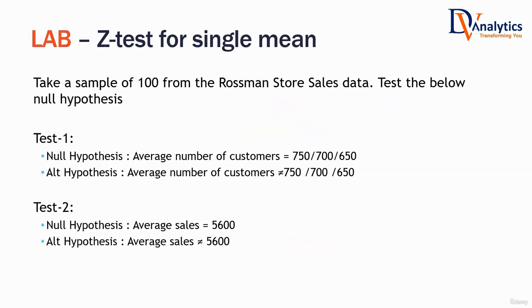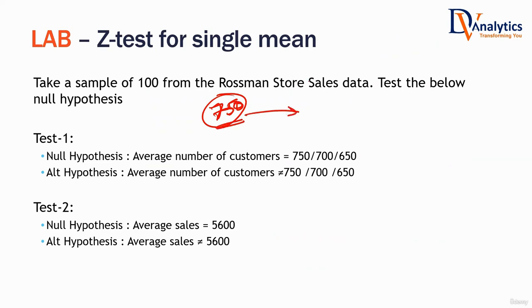Let us try to do an example to get a better understanding of it. Until now, I kept on talking. Let us put it to some use. There is one superstore sales data, Rossmann store sales data. What I wanted to do is test the average number of customers daily. The store manager is claiming that 750 is the average number of customers that I'm getting. Now we want to do testing of hypothesis and find out whether it is really 750 or not.